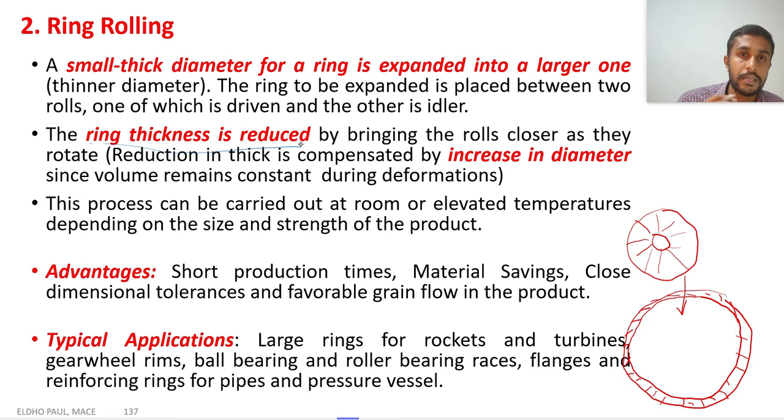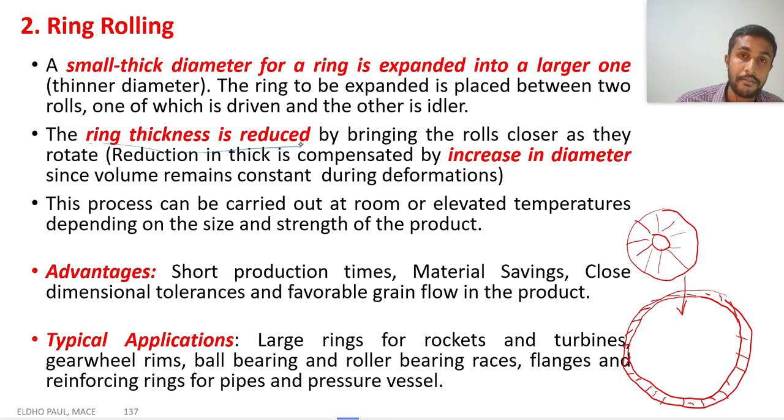Here in this video, we have seen this hot rolling process, depending on the size and the strength of the product. So what is the advantage? Short production time compared to the machining operation. We can create similar ring-like members using machining operation, but making this type of product by machining takes lots of time. But in ring rolling, we have seen almost 5 minutes, or maximum 5 minutes, is taken to produce a ring rolled member.